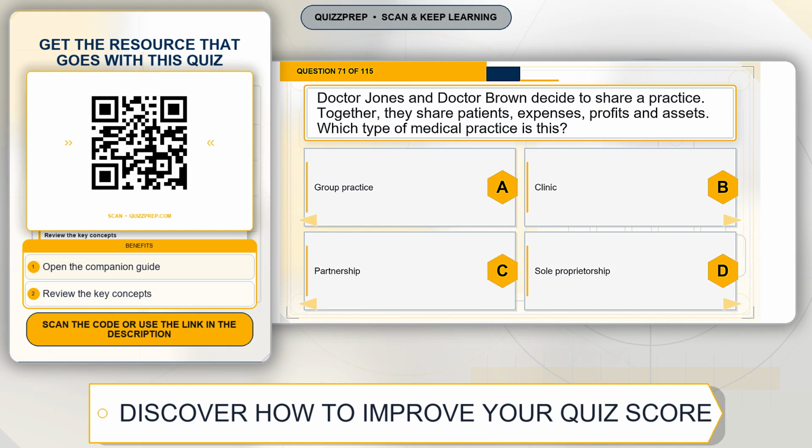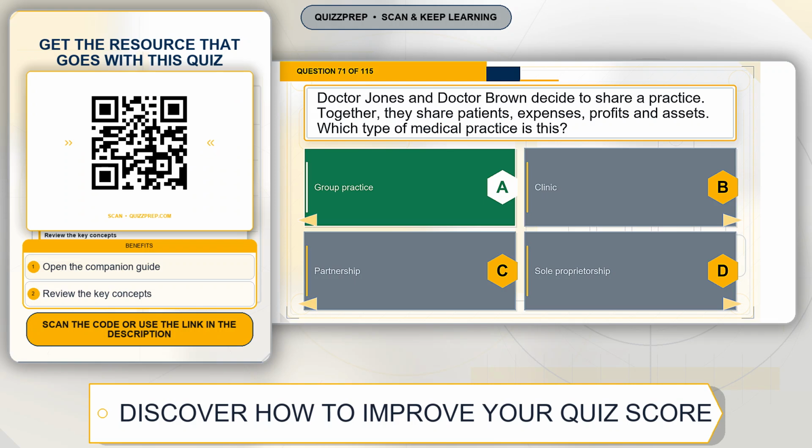Question 71. Dr. Jones and Dr. Brown decide to share a practice. Together, they share patients, expenses, profits, and assets. Which type of medical practice is this? Option A, group practice. Option B, clinic. Option C, partnership. Option D, sole proprietorship. The correct answer is option A, group practice.